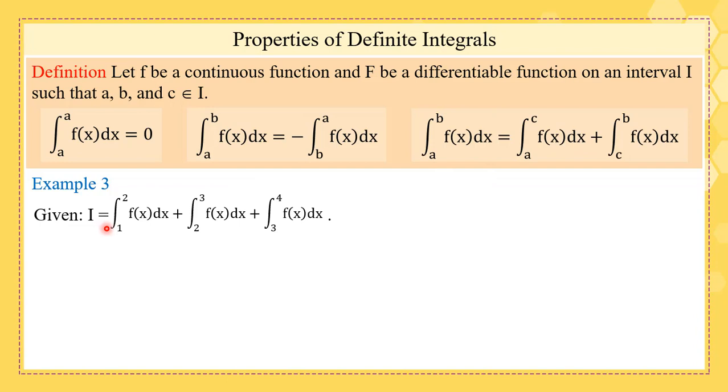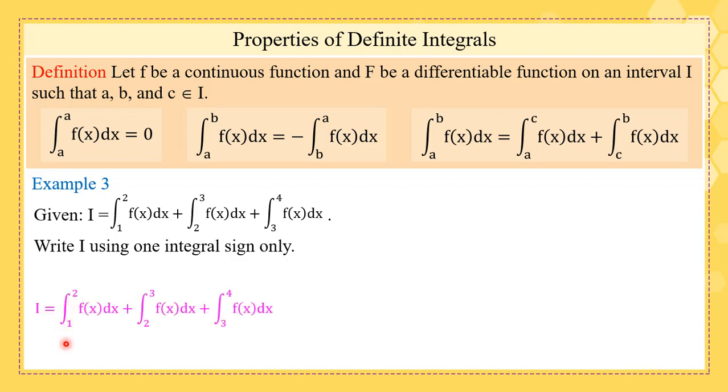Example, given I equal integral 1 2 of f of x dx plus 2 3 of f of x dx plus 3 4 of f of x dx, write I using an integral sign only. I equal integral 1 2 plus 2 3 plus 3 4, which is equal to 1 4 of f of x dx. Here the 2 2 and 3 3 are removed, we get integral 1 4 of f of x dx.